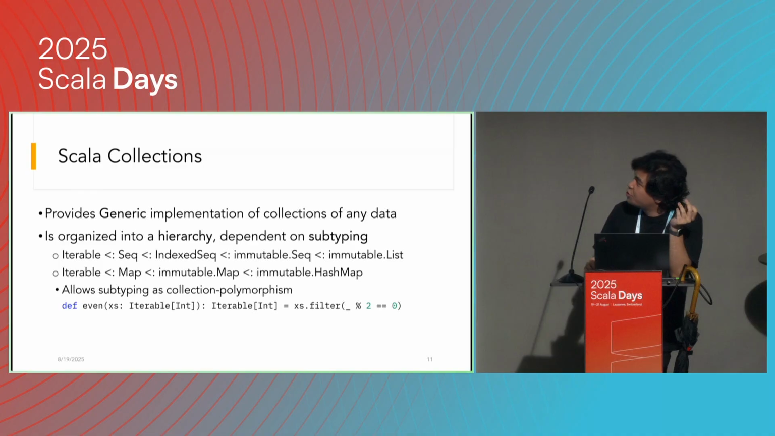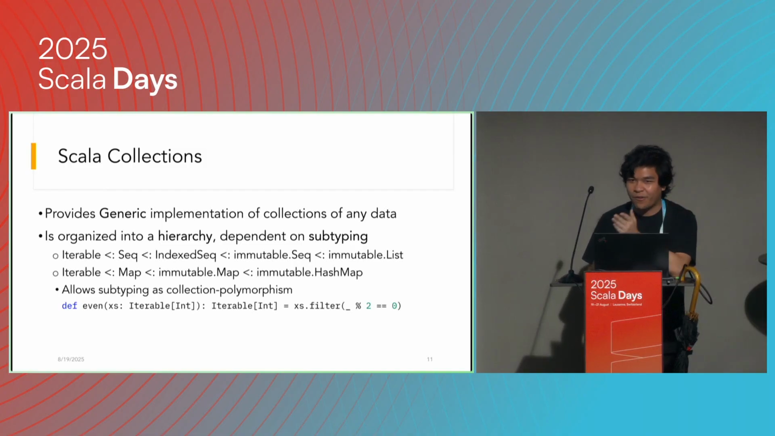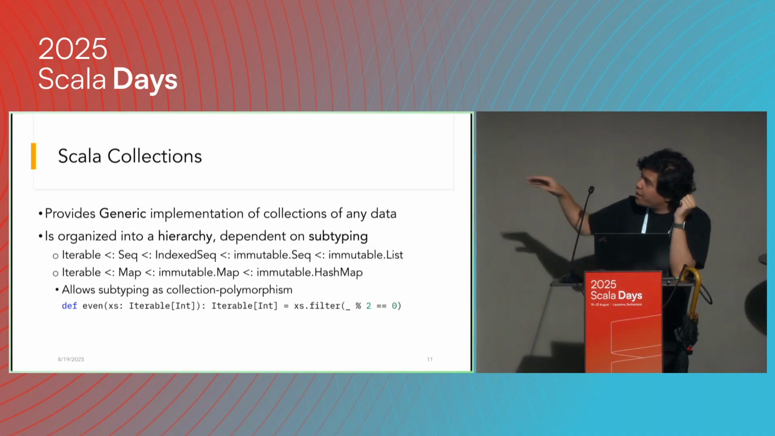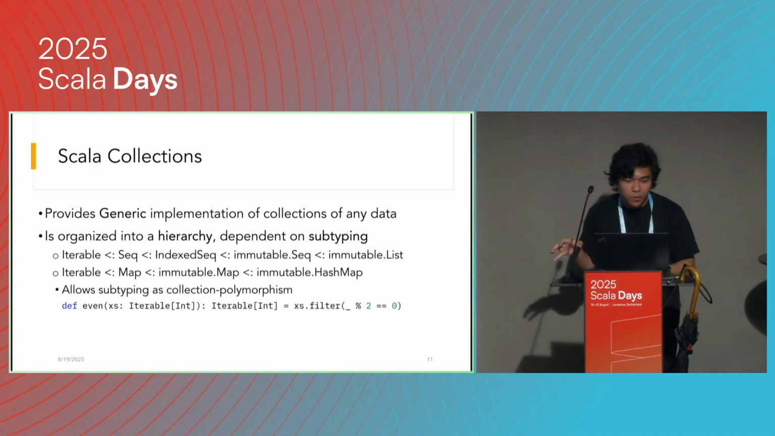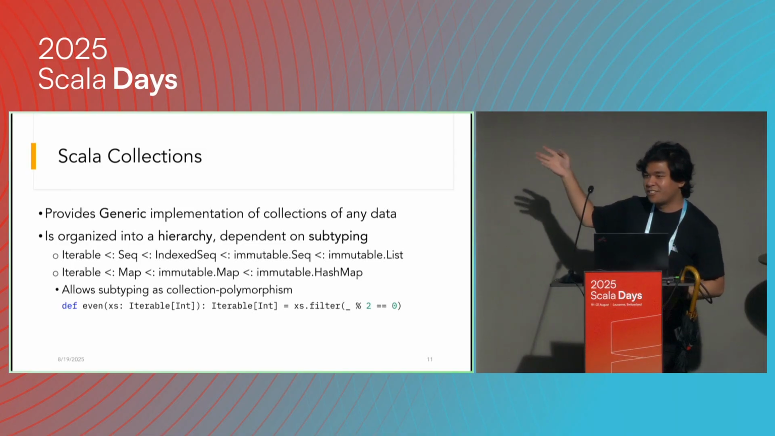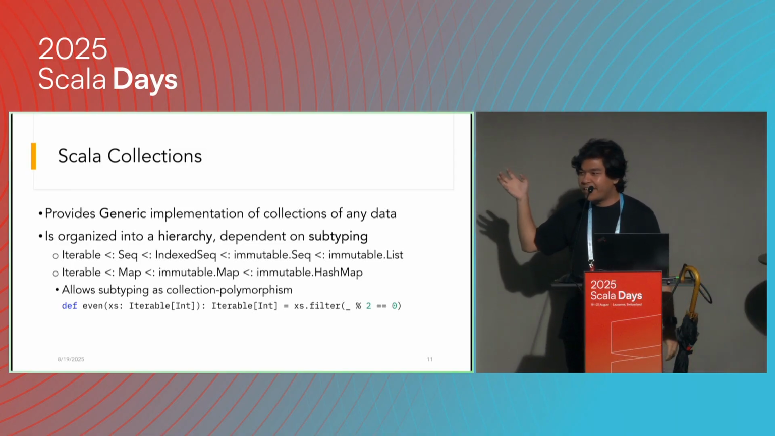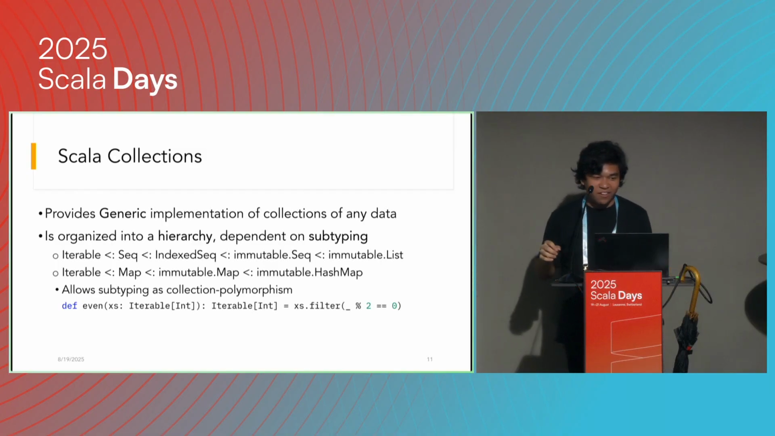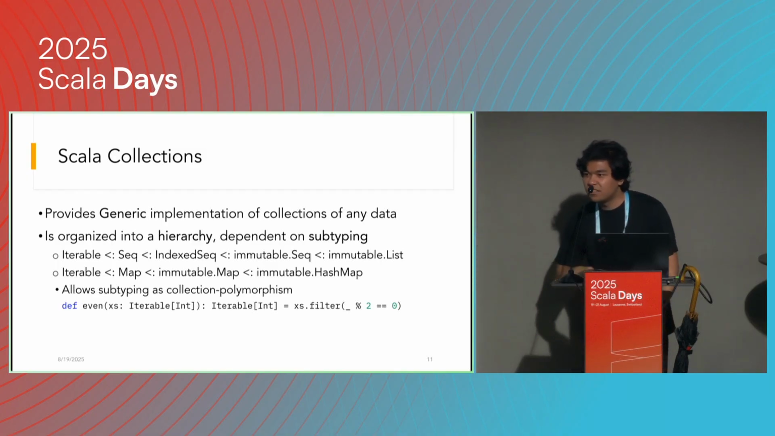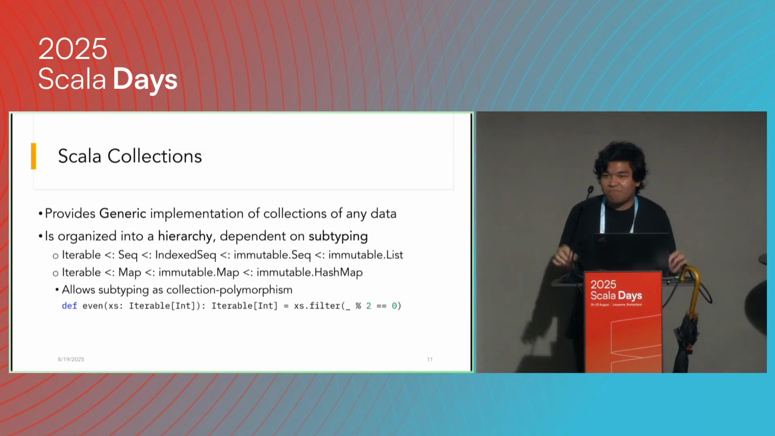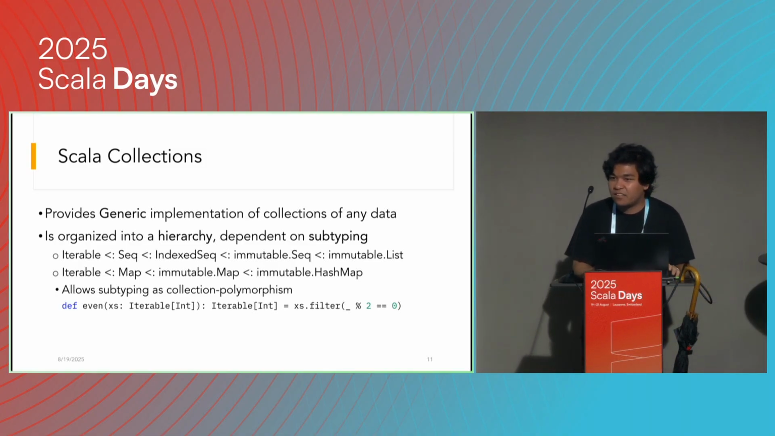So here I'm listing two of the dependency chains. You start with Iterable most of the time, and it goes to Seq and IndexedSeq and immutable Seq and then immutable List. And most things are going in that kind of direction. And so, in a sense, we can do collection polymorphism by just taking supertypes, right? So if you want to take most kinds of collections, you can write a function that takes an Iterable. That makes sense, right? Most things you can pass in as Iterables.